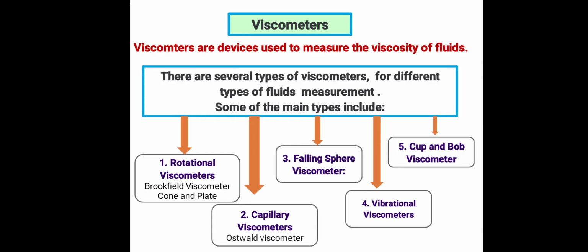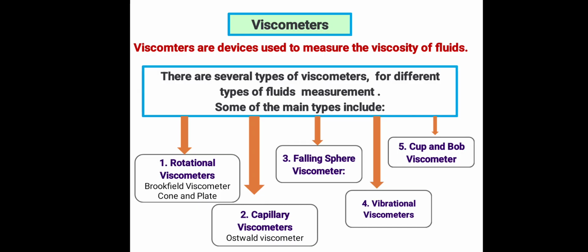Second, the capillary viscometer, such as the Ostwald viscometer, measures the time taken for a fluid to flow through a small diameter tube under the effect of gravity or pressure. In the falling sphere viscometer, a ball is allowed to fall through the fluid, and the time taken to travel a certain distance is measured to determine viscosity.